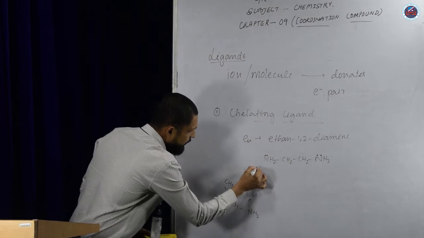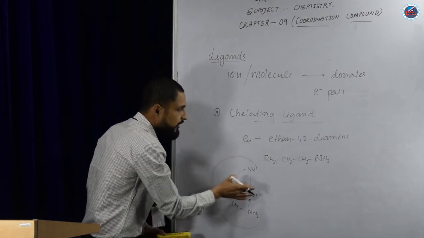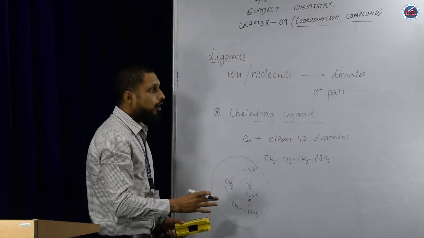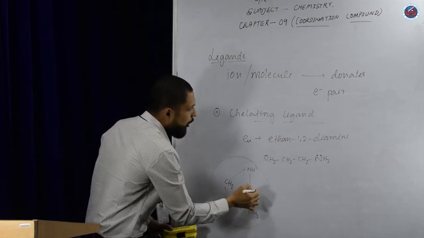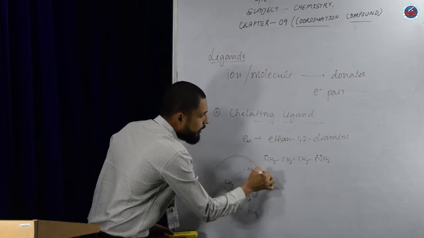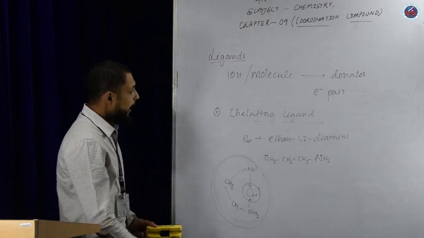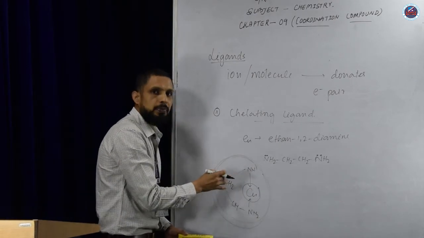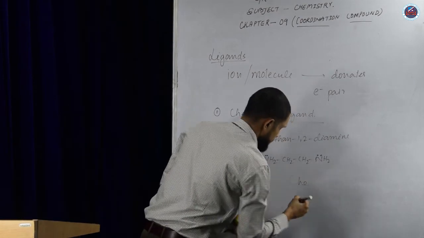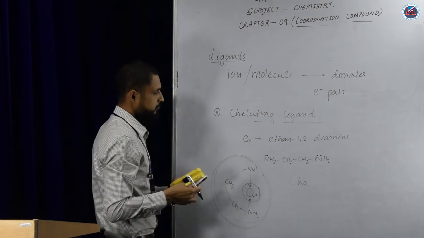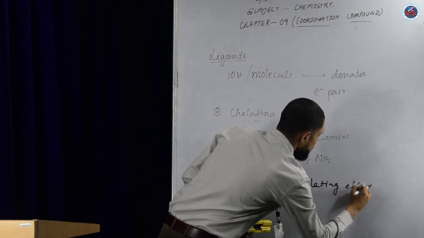Now you can see this is a closed ring. This is a ring structure and this is quite stable. So chelating ligands are those ligands which form a stable ring with the central metal atom. Okay? And this effect is known as chelating effect.